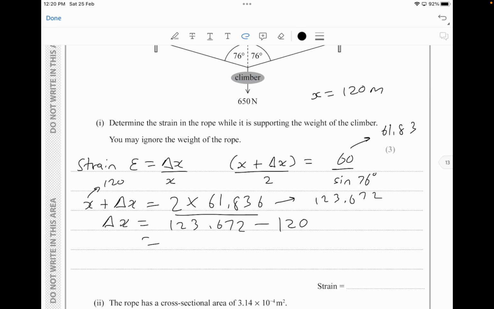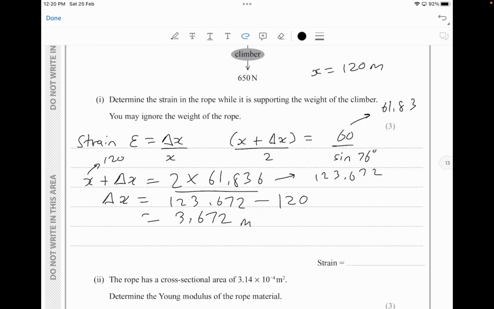Very important that we find out the strain, so we're just going to find out the extension. So 123.672 minus 120. This should give you an answer of about 3.672 meters. This is going to be your extension in this case. Once we know the extension, we're going to divide it by the original length to find out strain.